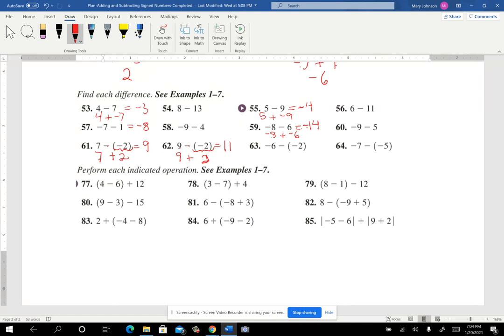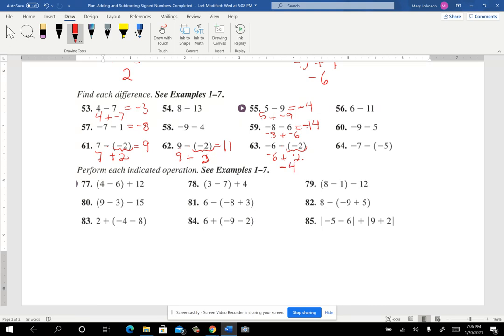Okay. On 63, I have negative 6, and I'm going to subtract a negative 2. So negative 6, and I'm going to keep that. I'm going to change, take the opposite, and then I'm going to think money. I'm in the hole 6, but then I have $2 that I can use to pay off some of that, but not all of it. That's going to be -4.